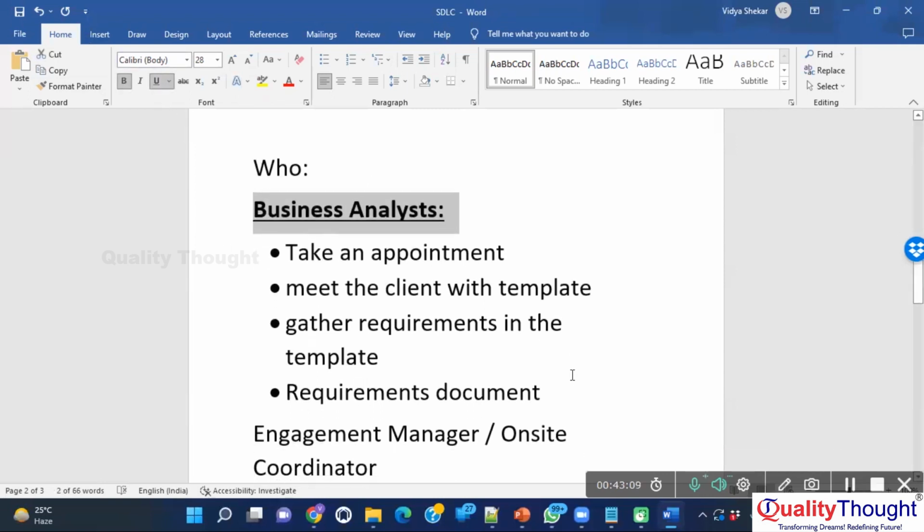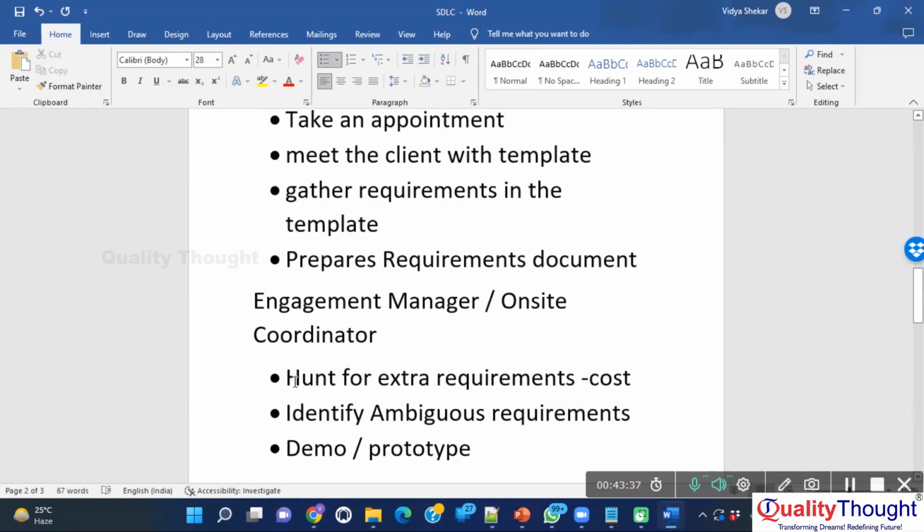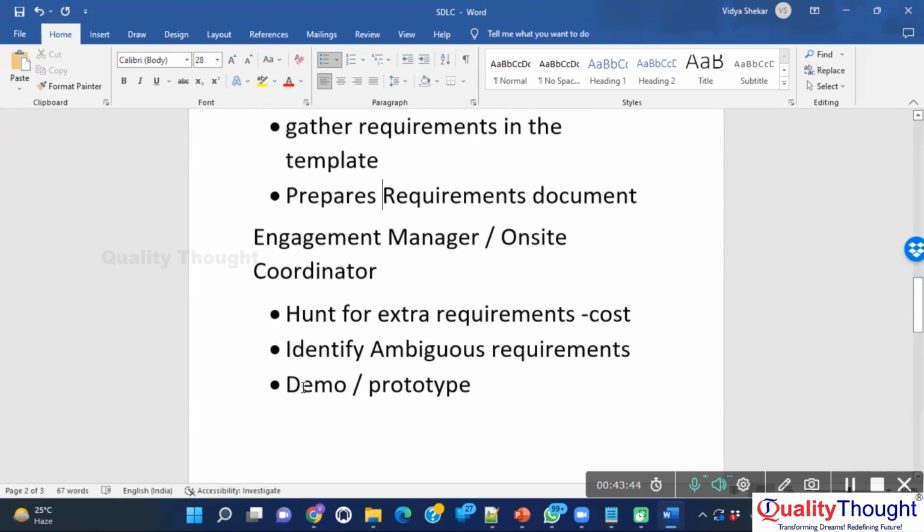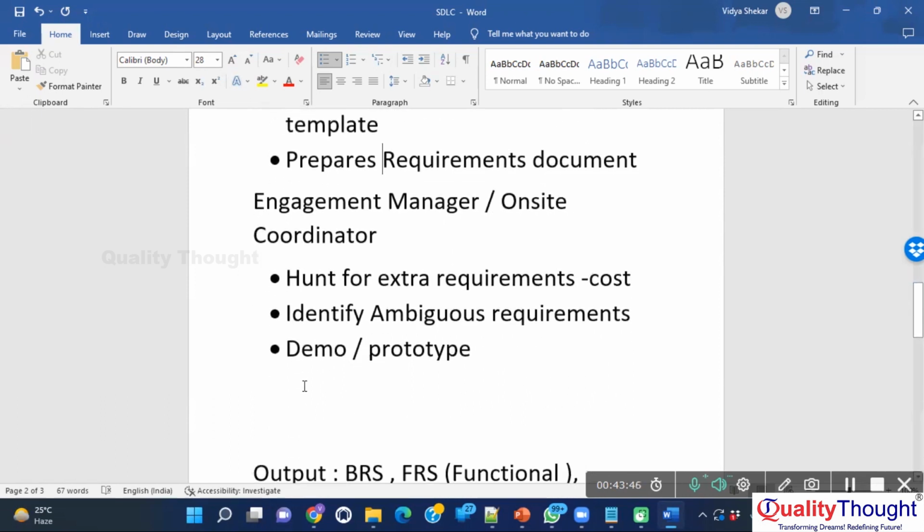Business analyst takes an appointment, meets the client with a template, gathers requirements in the template, and prepares one document which is called a requirements document. Are we good? Yes. You can take a screenshot also, but later you have to write it with your own hand. Then only you'll remember.